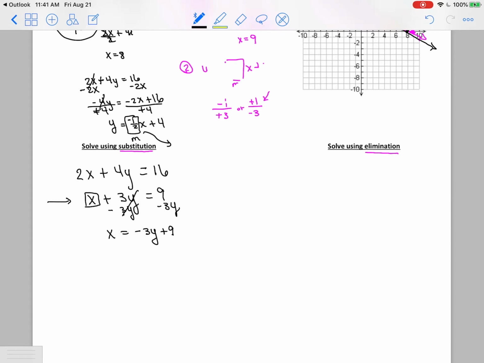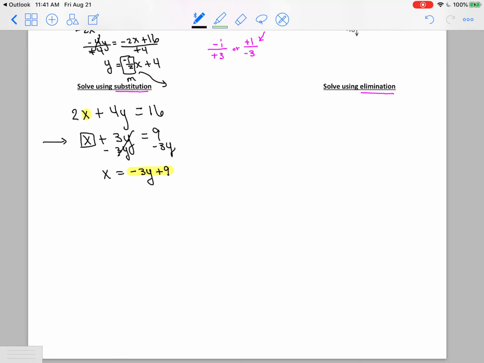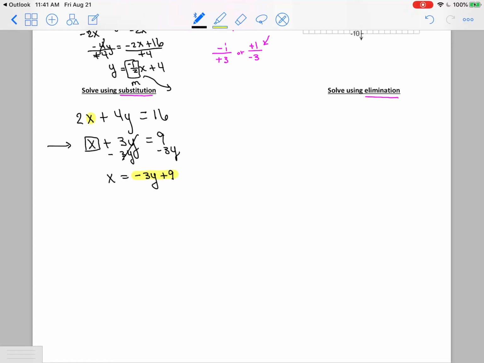All right, beautiful. So now I have a value for my x right here. I have discovered that it's the same as negative 3y plus 9. So what I can do is go up to my original equation and just plug that value in for x to solve for my y. So I've got 2 times negative 3y plus 9 plus 4y equals 16. I'm going to use the distributive property here.